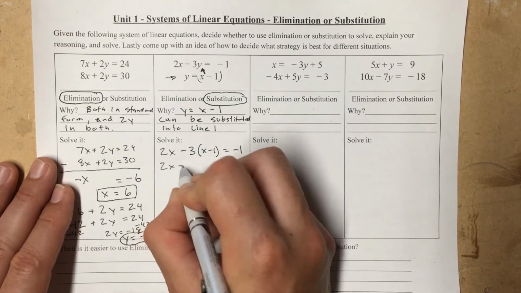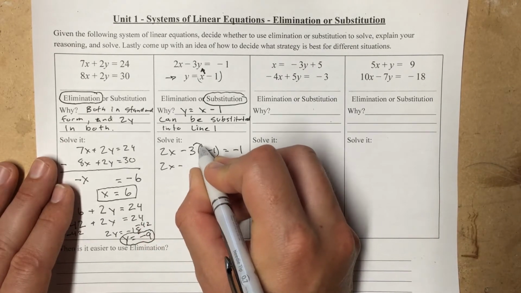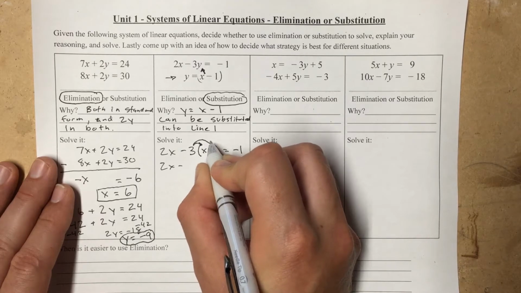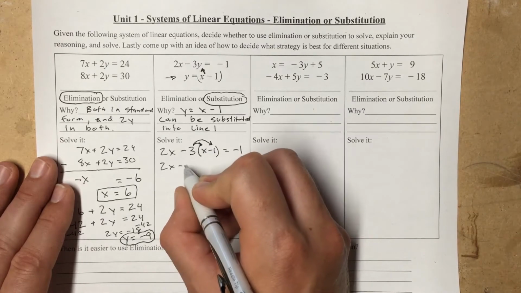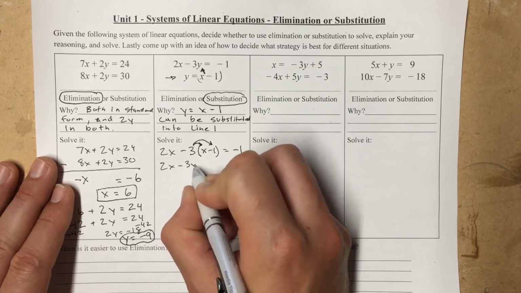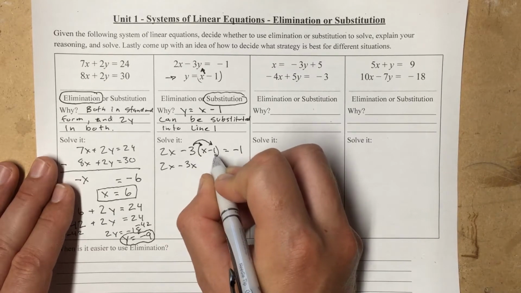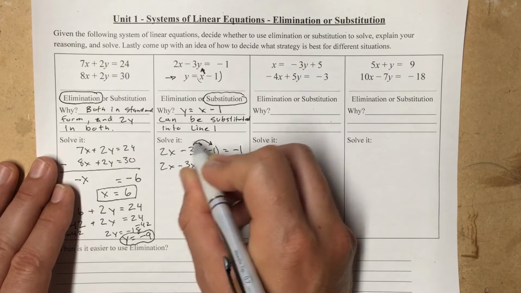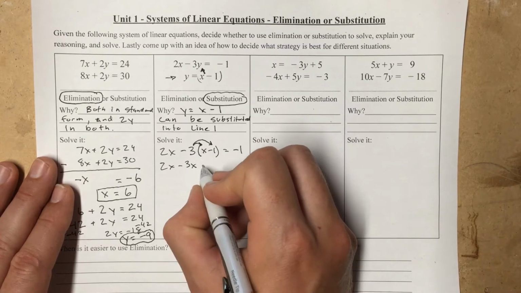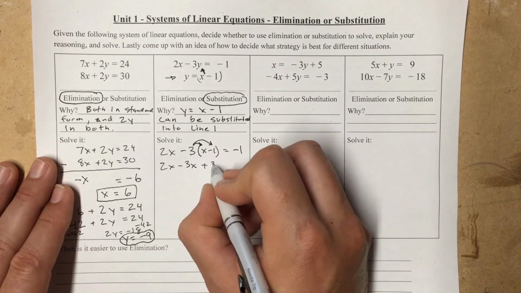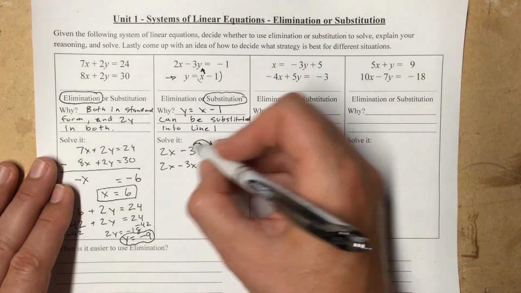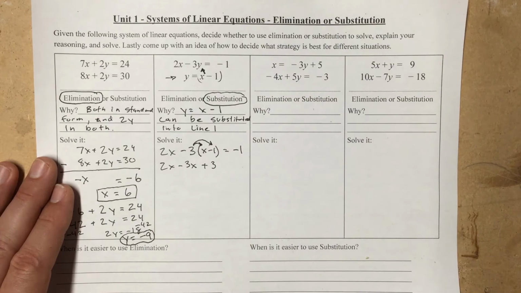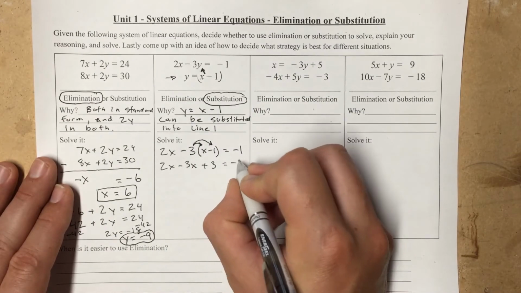So 2x minus, I need to distribute, right? This is minus 3 times x, so minus 3x, minus 3 times negative 1 actually turns that into a positive 3, all right? Because a negative times a negative will make that a positive. That is equal to negative 1 still.